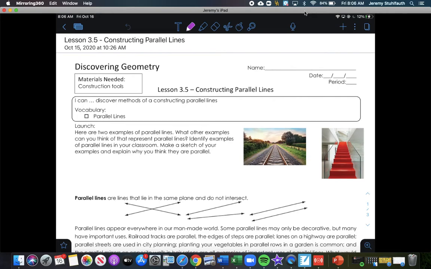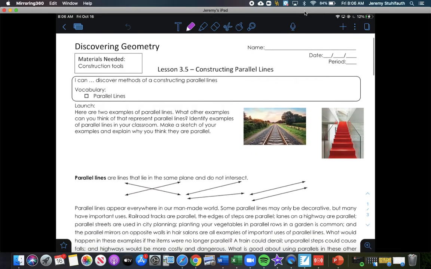This is how to use our compass to construct parallel lines. So we're going to skip over the launch activity in this lesson, and jump down to talking about what a parallel line is and how to use our compass to construct a parallel line.